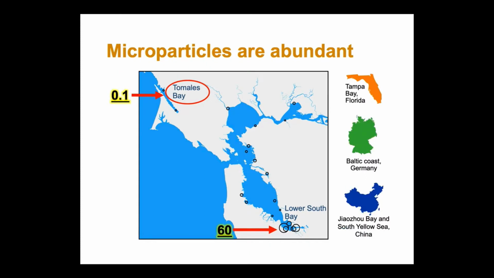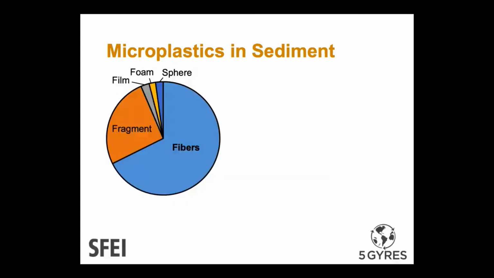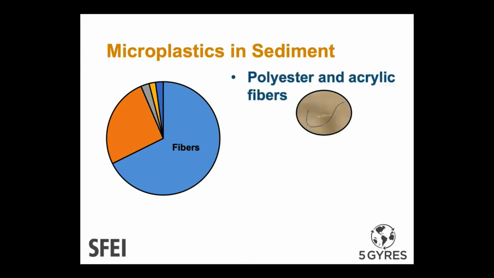So what types of microparticles did we see in the sediment? This is a pie chart showing the breakdown of the different shapes that we identified in all of the sediment samples combined. 15% were further analyzed by spectroscopy to confirm whether they were plastic. Of the fibers, which represented a majority of the microparticles, many were identified as polyester and acrylic fibers, and textiles could be a potential source of these.